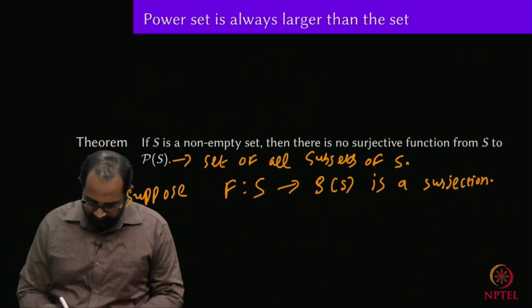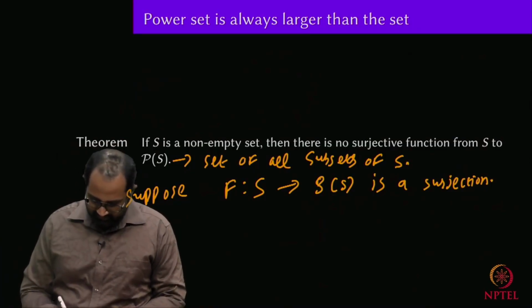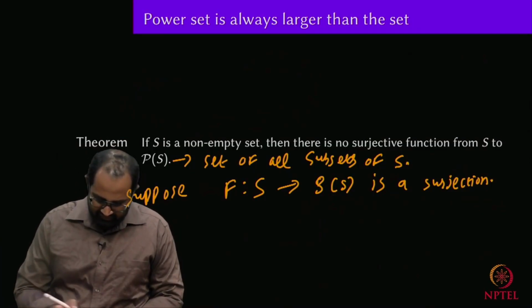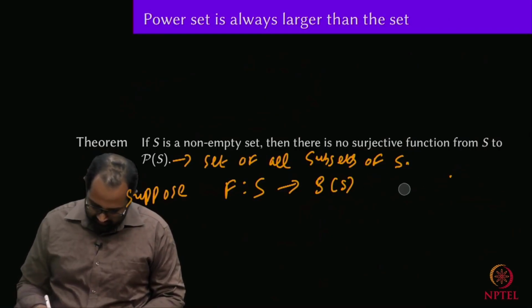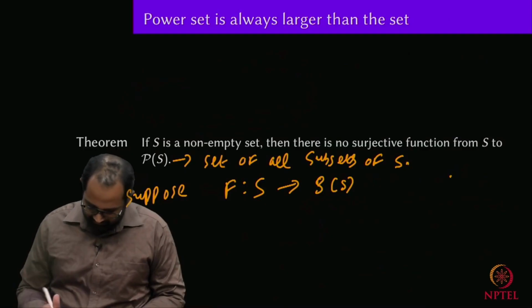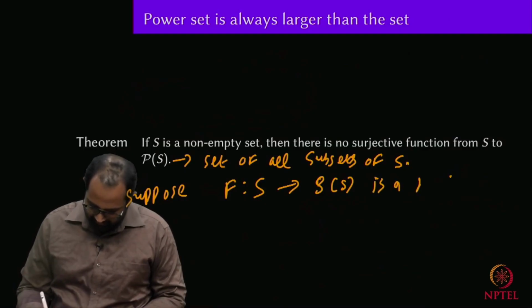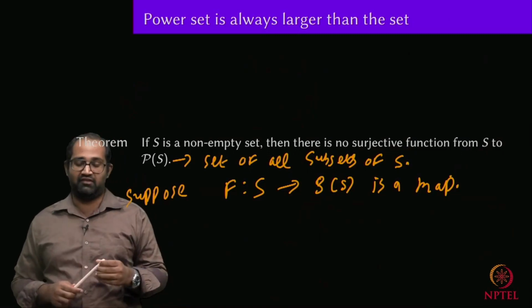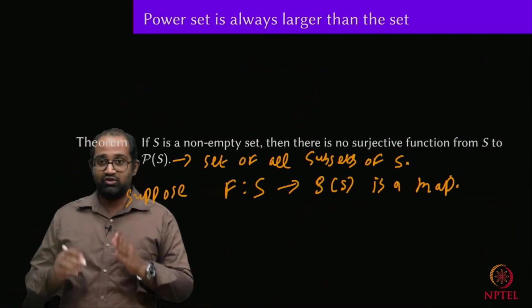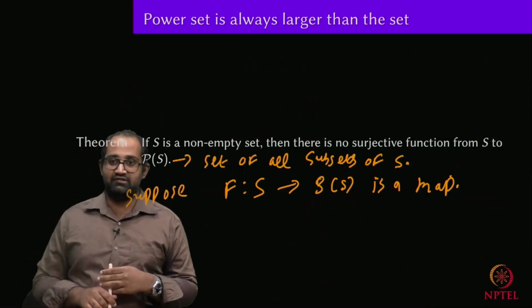What do I do? Actually, I don't even need this to be a surjection. It's not a proof by contradiction. Suppose this is a map. I'm going to give a direct proof that f cannot be surjective. That's powerful. I'm going to show that f cannot be surjective.